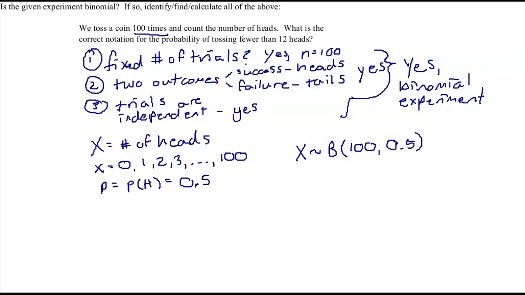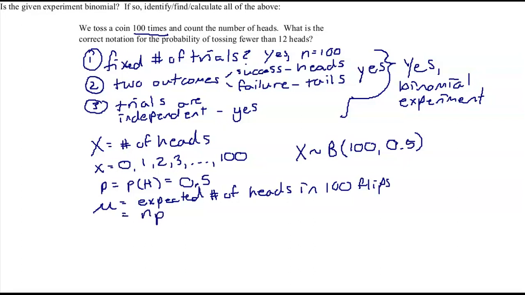Now what we want to find is our expected value. This is the expected number of heads in those 100 flips. You don't need a formula to do this. I'm going to give you a formula, but you don't need it. To figure out how many heads you should get in 100 flips when there's a 50% chance of getting heads, well, it's going to be 100 times 0.5. If we flip a coin 100 times and it's a fair coin, we expect half of our flips to be heads.